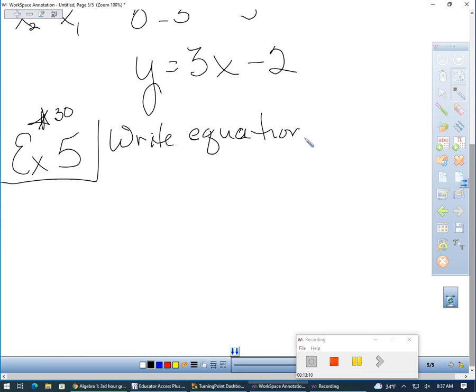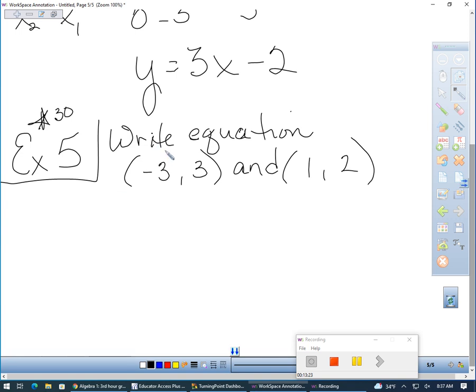Equation. There we go. Through, let's say, -3, 3, and through the points 1, 2. So the very first thing we have to do is find the what? The slope. Let's start there.